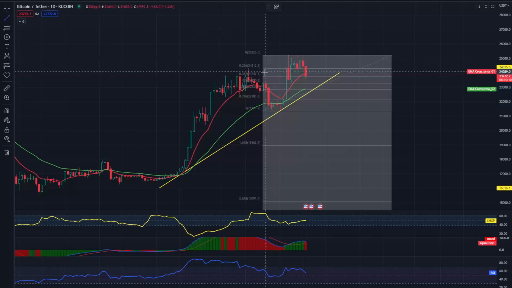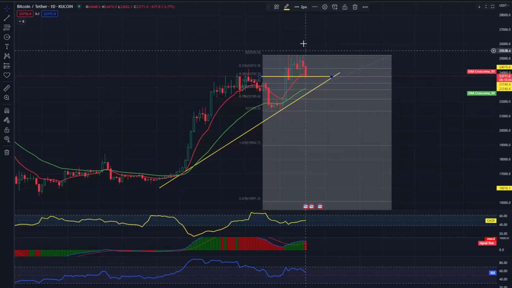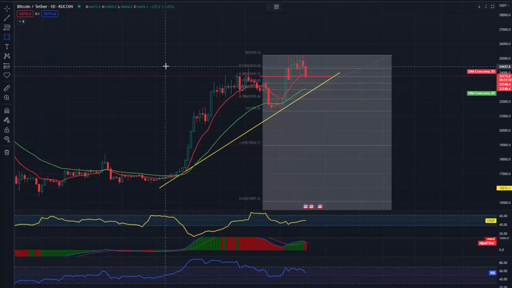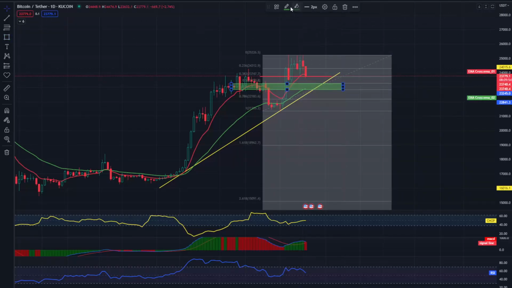Now we can move on to marking the places of support in the event of a correction. And here, in the first place, it is worth marking the support on which the price is currently based at $23,740. Then we have a strong support zone from $23,245 to $22,841. Below we have support at $22,199, and then $21,337.